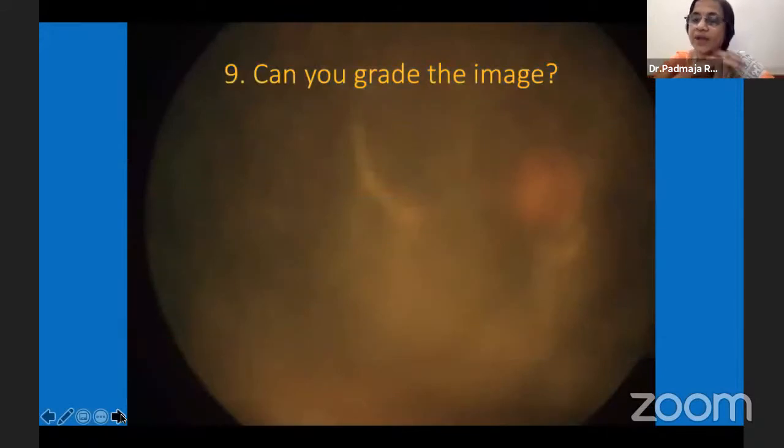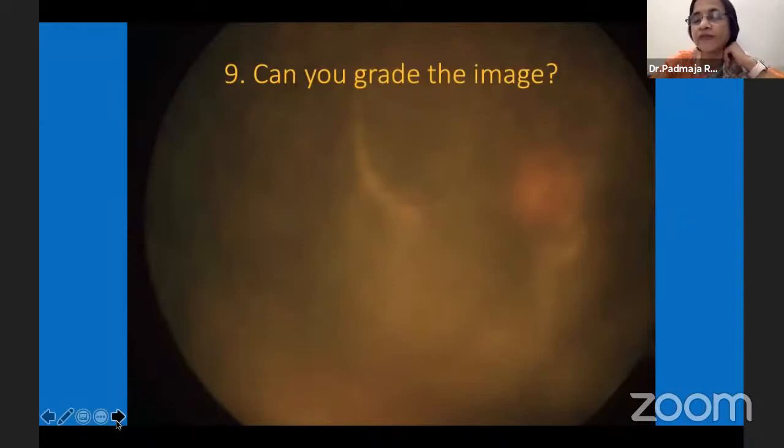So can you grade the image? And if not, why? Is it an image which you can grade for diabetic retinopathy? So we use a term called gradable or not gradable. So it's not gradable, and it is because there is a presence of a yellow structure and everything. These are nothing but the asteroid hyalosis.